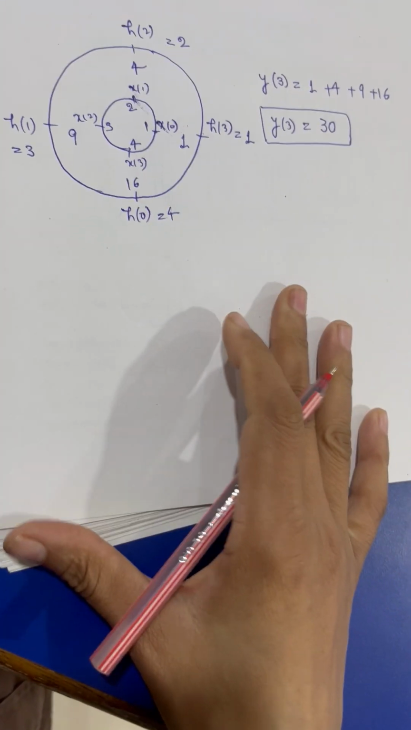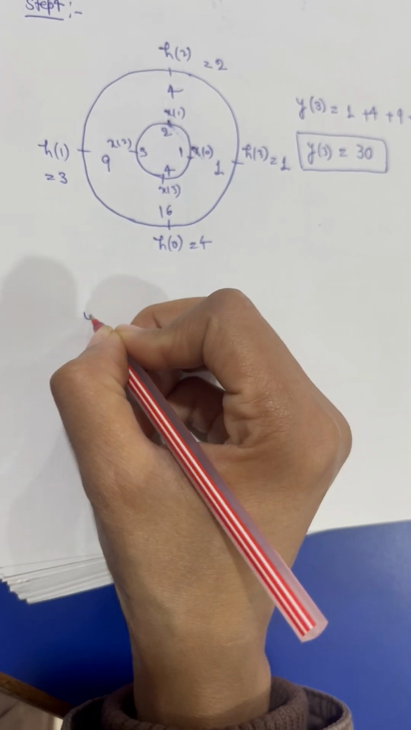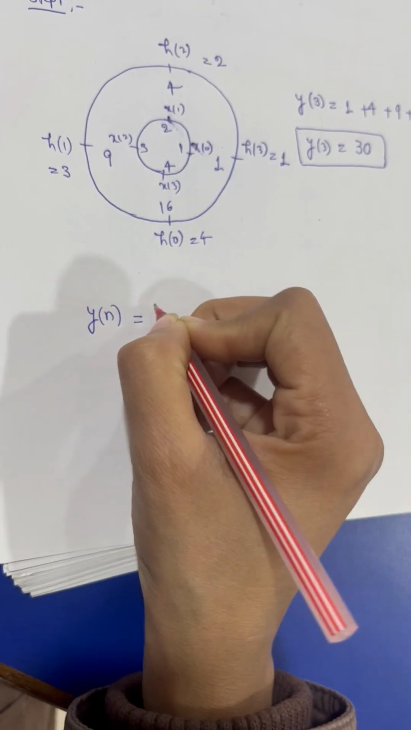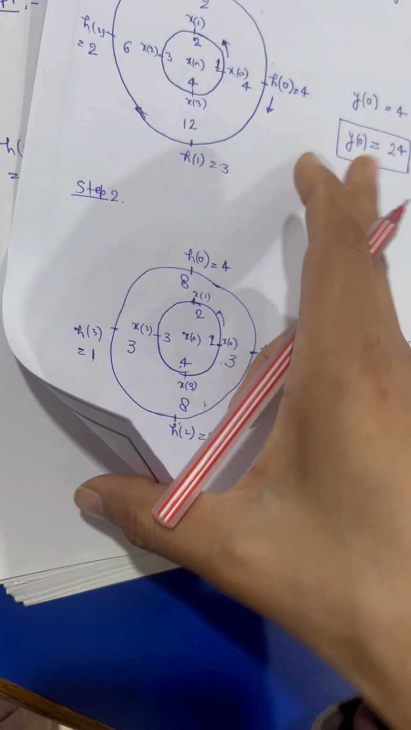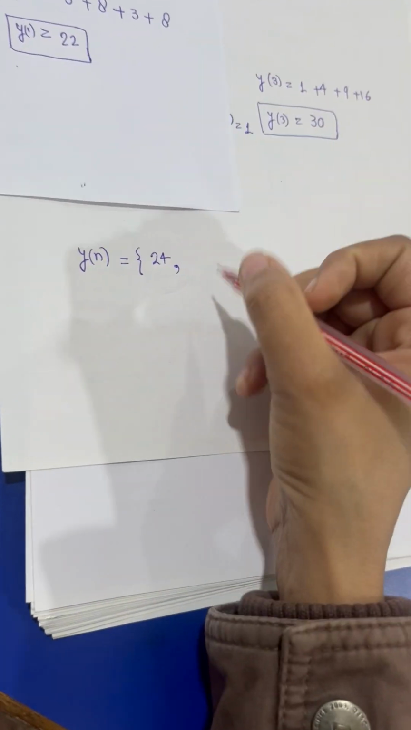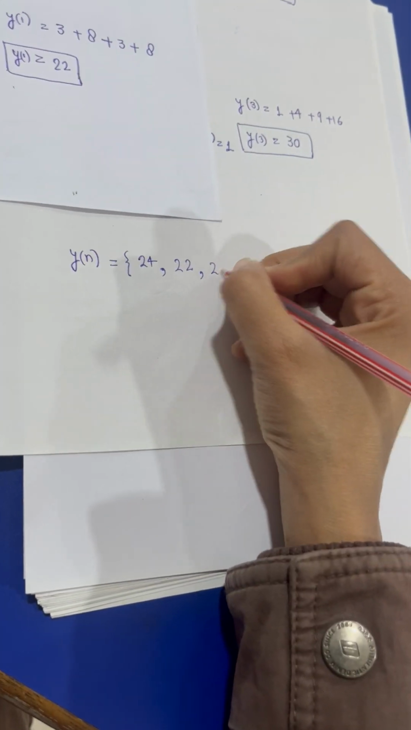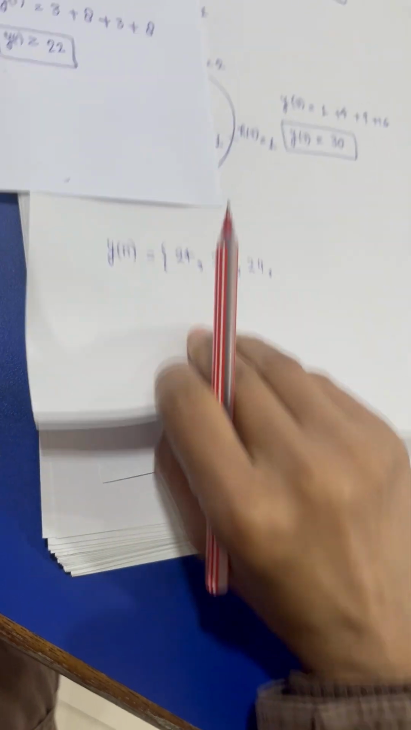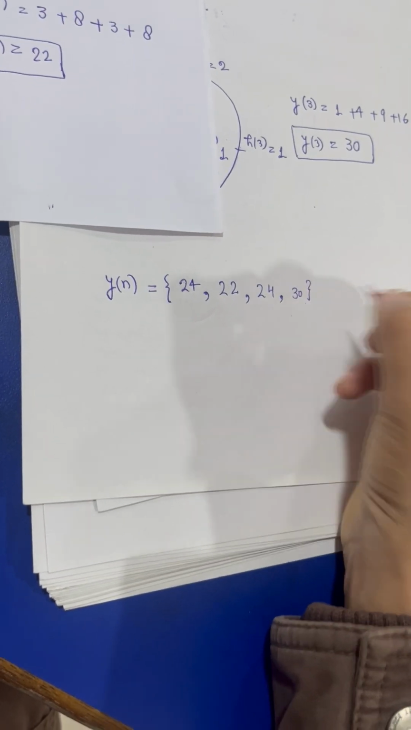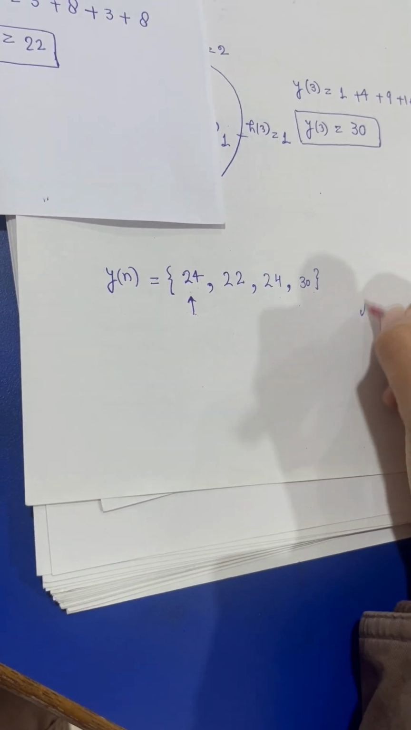Here, after applying the circular convolution, we get the sequence represented by y(n). What is the value of y0? That is 24. The value of y1 is 22. The value of y2 is 24. The value of y3 is 30. Now mark the arrow that represents the value of y0. That is the answer.